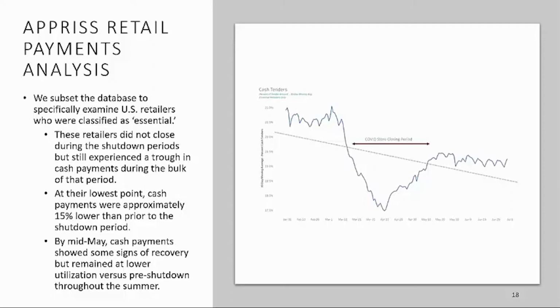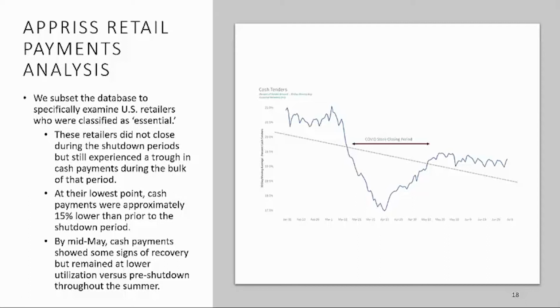The first thing that we did is subset our database to specifically examine our US retailers who were classified as essential. The reason that we did this is because we did have a period of time when our non-essential retailers were completely shut down, so they therefore would not be processing in-person transactions during those periods of time. But we wanted to see whether, for the retailers that remained open to consumers for brick and mortar transactions, we could identify any additional hesitation in the consumer base in terms of utilizing cash tenders, or migration into other forms of tender as a result.